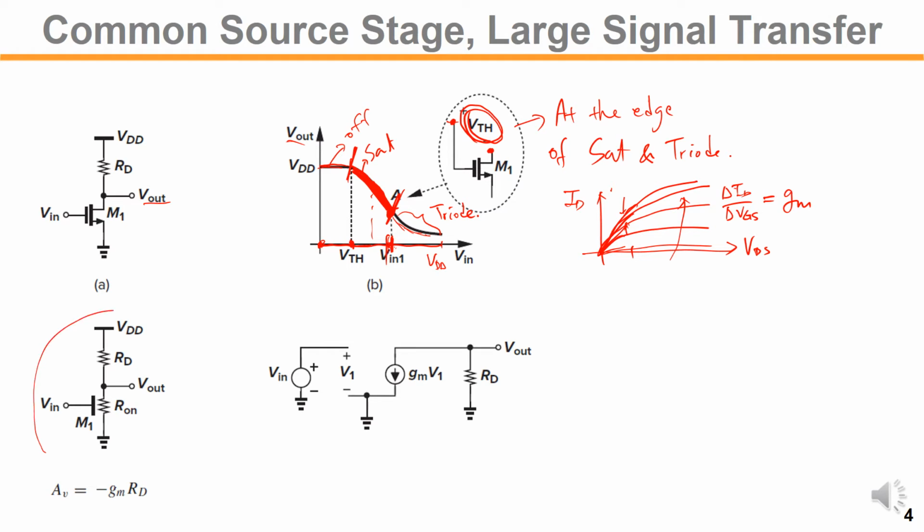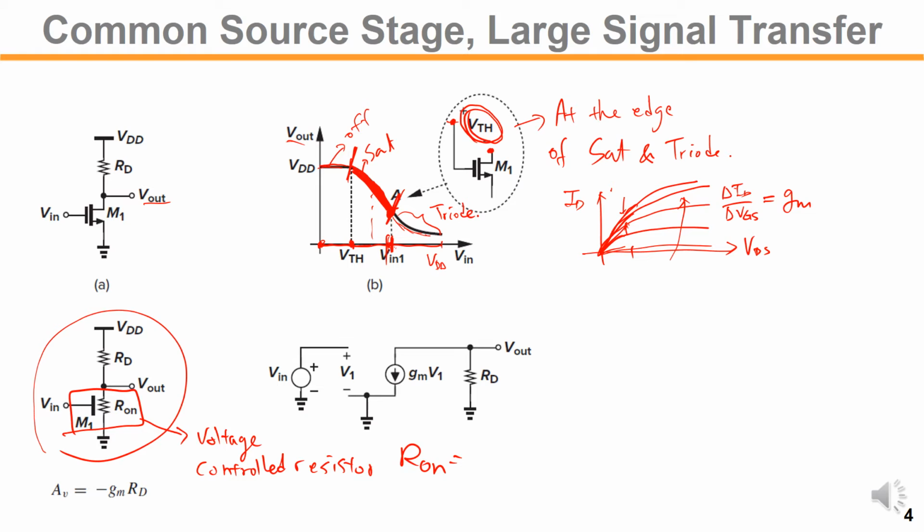Once the device is in the triode region, we can model it like this. This is a voltage-controlled resistor. Its resistance is what? In the triode region, it is 1 over mu n COX W over L times the overdrive voltage, right?